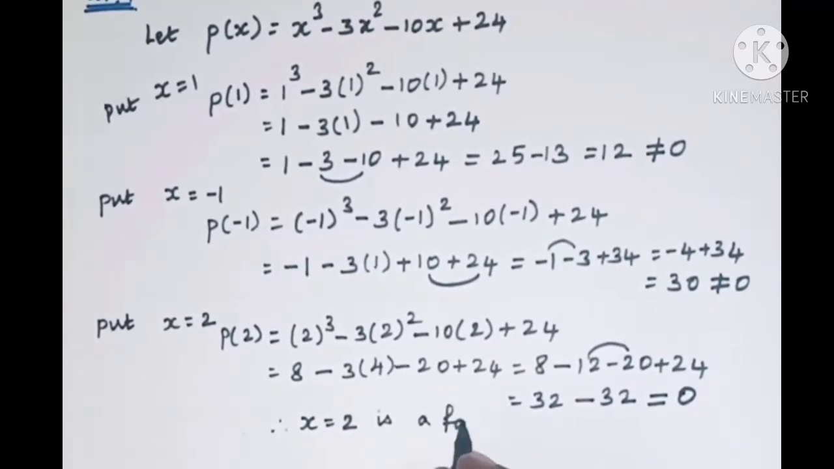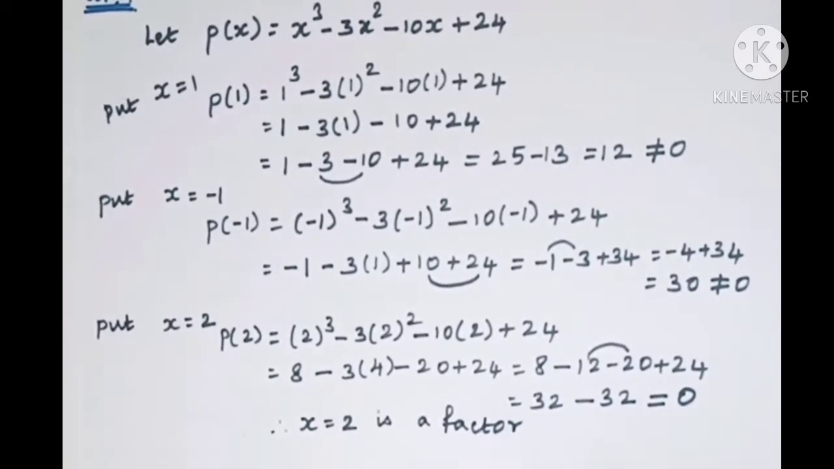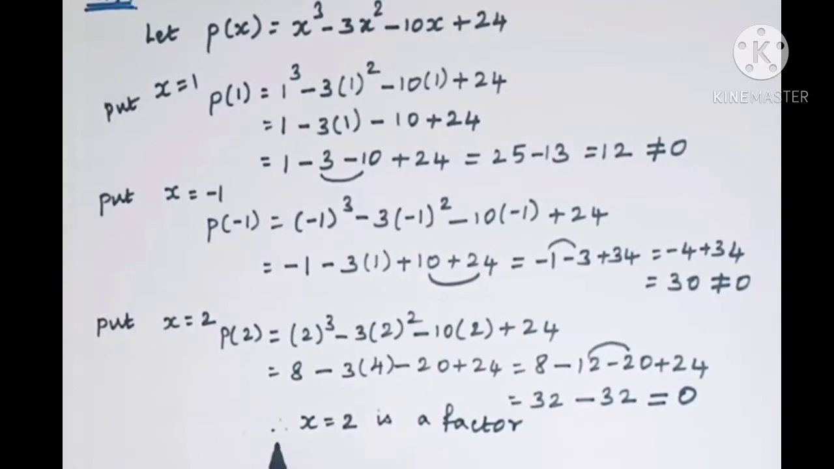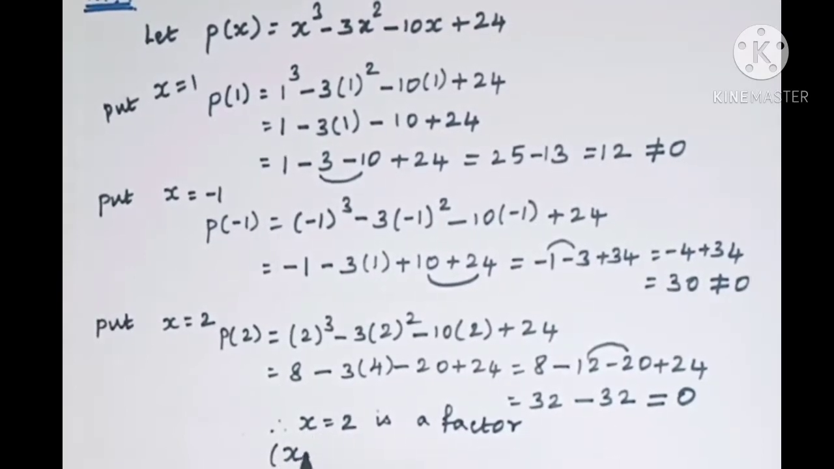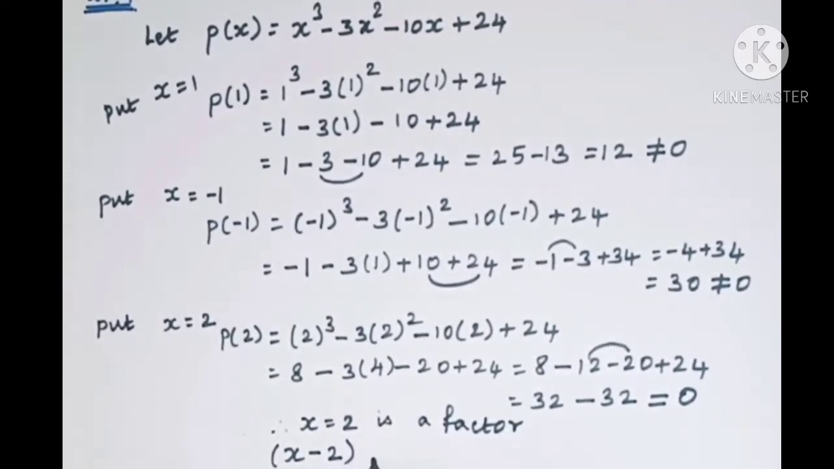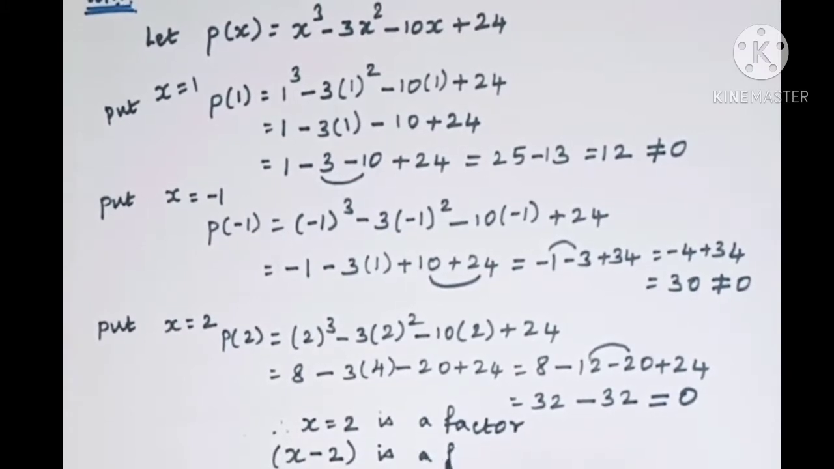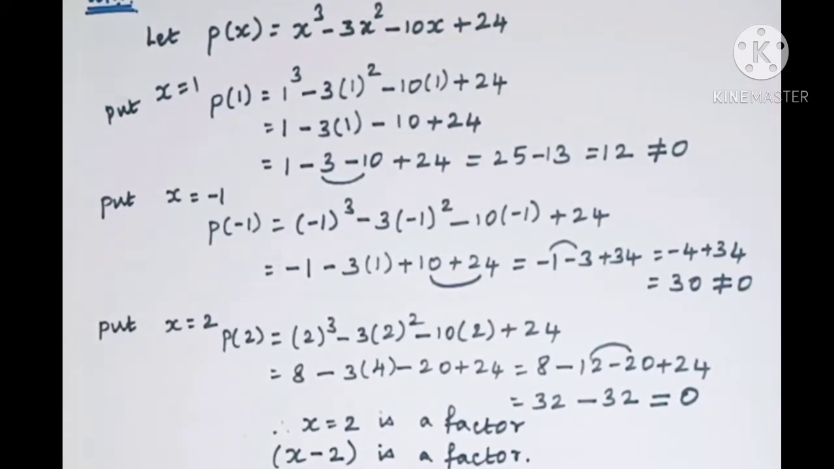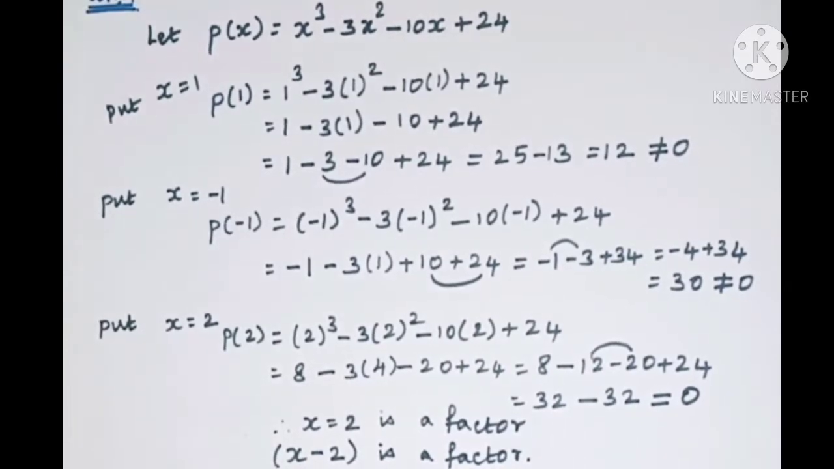X is equal to 2 is a factor, or take this 2 to the left hand side, it will become minus. X minus 2 is a factor. Now we identify the factor, that is the divisor. We identify the divisor for this expression, x cube minus 3x square minus 10x plus 24.